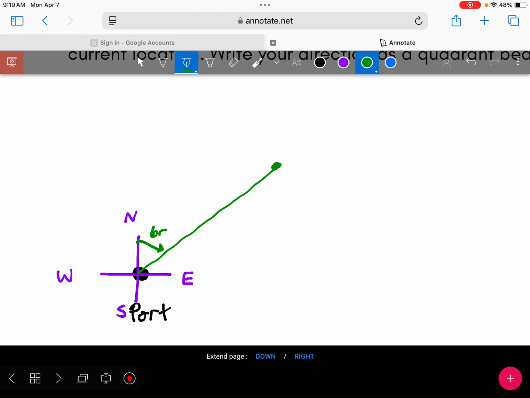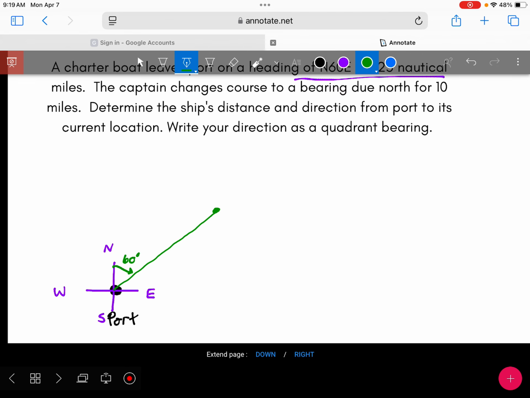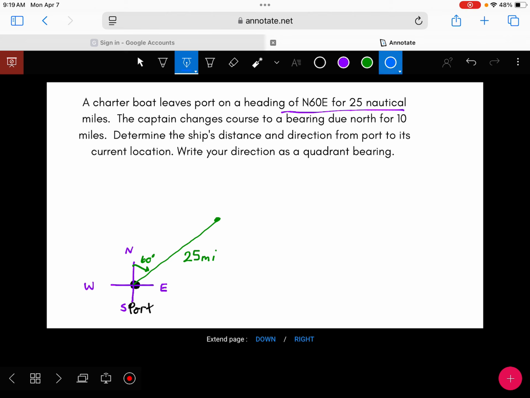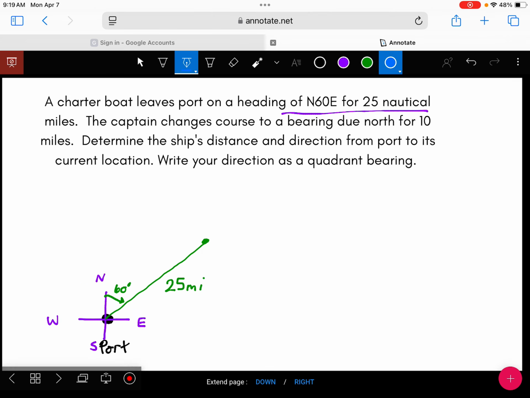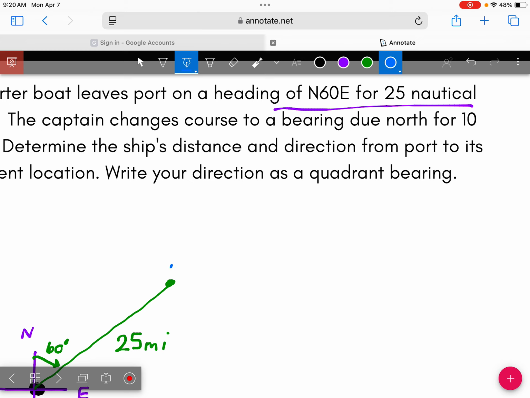So this is our 60 degrees here. And they go for 25 miles. I'm just putting it there while we have it. Nautical miles, because they're being extra. So here, captain goes, all right, we're changing. Storm ahead, we gotta move. So from here, they go straight north. Due north, for 10 more miles, they went straight north.